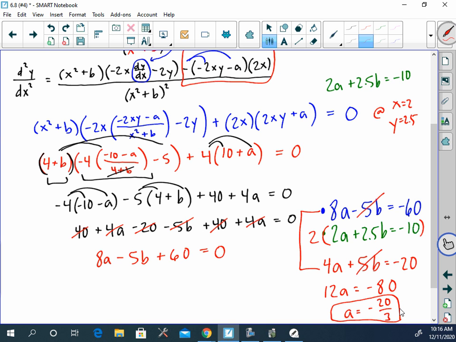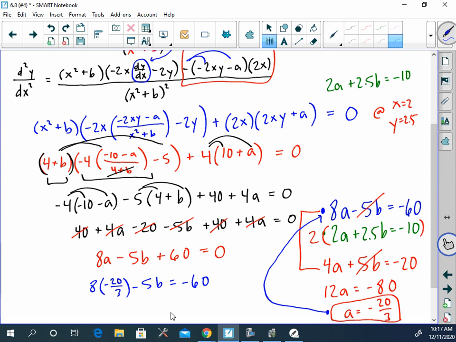And then to get the b value, what would we do? Plug it back into one of those, right? We can plug it back into either of these. I'll just go with the blue because I'm writing with blue. So we do 8 times a minus 5 times b equals negative 60, and then we just solve that.